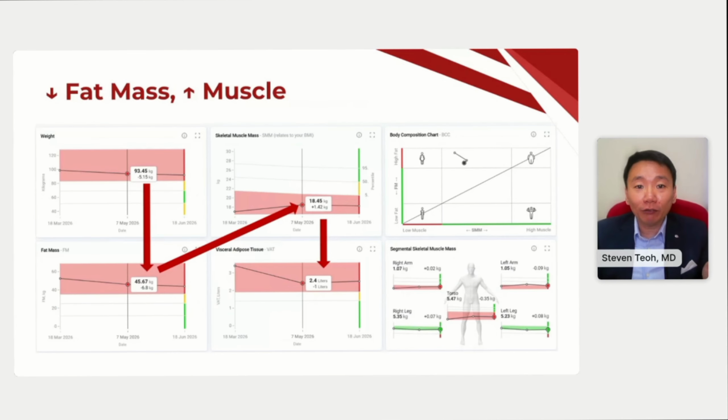During that period of time, Jane lost an additional 5 kilograms of weight. And the beauty this time is that I have impressive data from the body composition analysis. She actually lost nearly 7 kilograms of fat mass while gaining 1.5 kilograms of skeletal muscle. And there was also about 1 liter of visceral adipose tissue reduction.